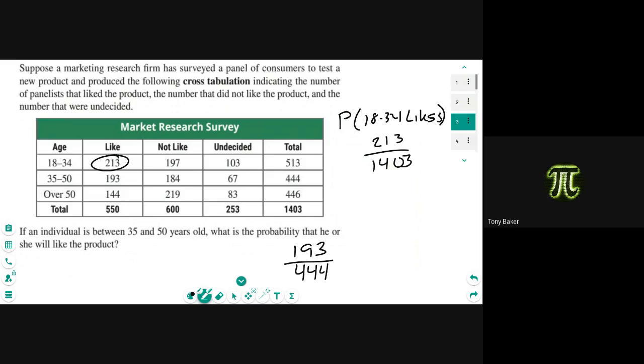Where did the 444 come from? The total of the 35 to 50-year-olds. The nice thing of this one is they totaled them for you. They don't always do that part.